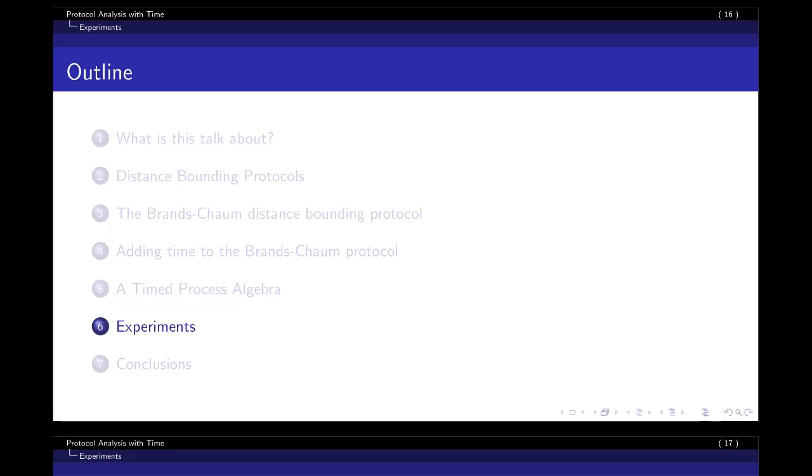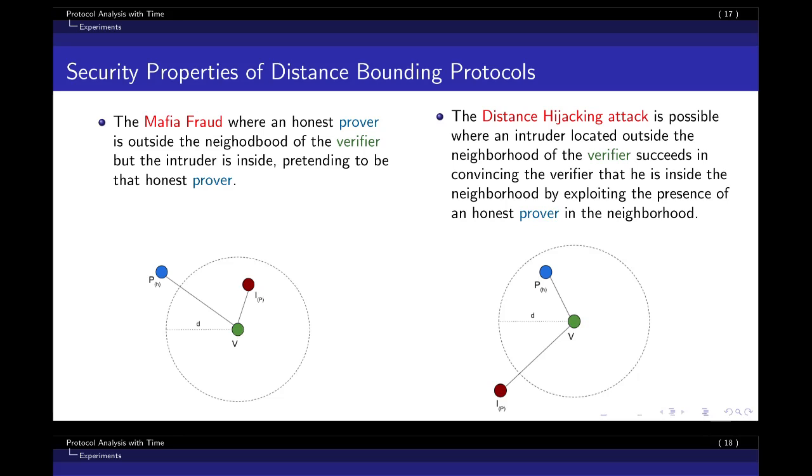Well, point 6 is the experiment. We have two security properties that have been analyzed for each protocol: the mafia fraud and the distance hijacking attacks. For the mafia fraud, an honest prover is outside the neighborhood or perimeter area of the verifier, but the intruder is inside, pretending to be the honest prover. Using the graph, another example is an attacker trying to convince the verifier that the honest prover is closer to him than he really is. It is really similar to the man-in-the-middle attack.